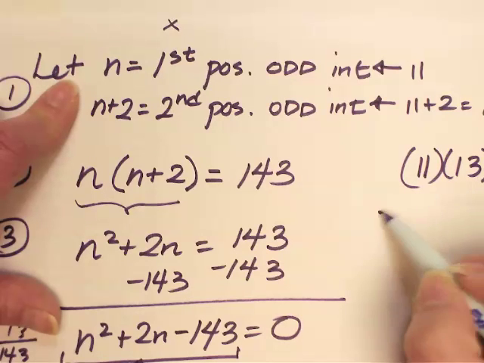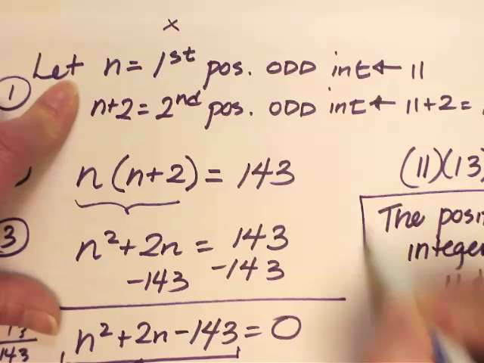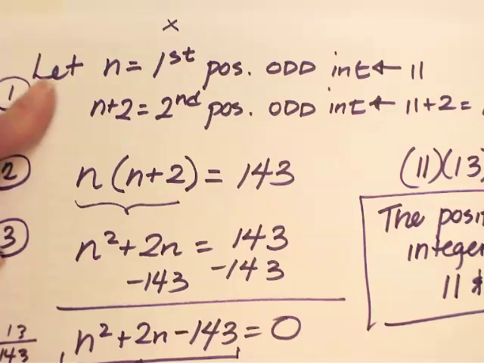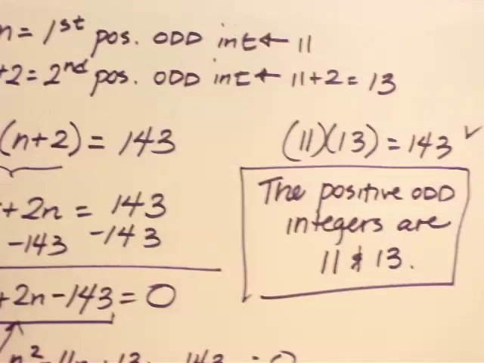So the answer to this one, the positive odd integers, are 11 and 13. Okay, and that's step 4. We just checked it, and then we wrote our complete sentence.